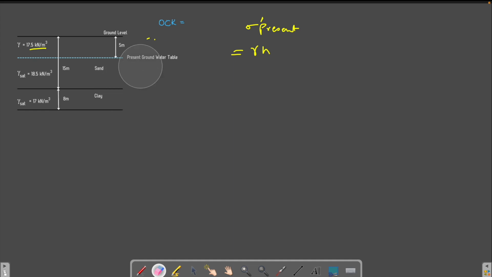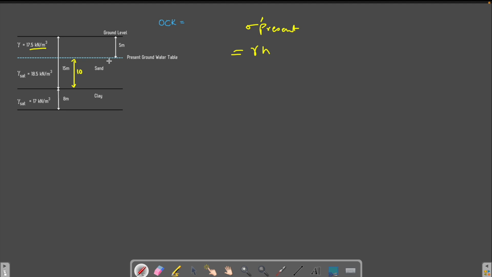Now coming to the next layer, next layer is the saturated unit weight of the sand. So it will act for a distance of 15 meter minus 5 meter, for a distance of 10 meters. Okay, now we will not be taking the saturated unit weight of the sand because it is in submerged condition. It is below the groundwater table level. So whenever the soil is present below the groundwater table, it is in submerged condition, and we will take the submerged unit weight of the soil, not the saturated unit weight of the soil. This should be very clear to you.